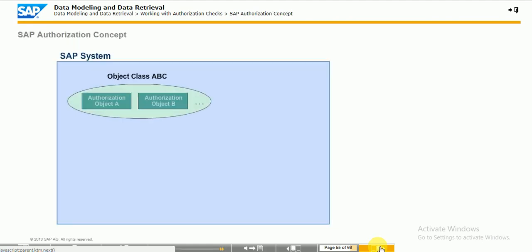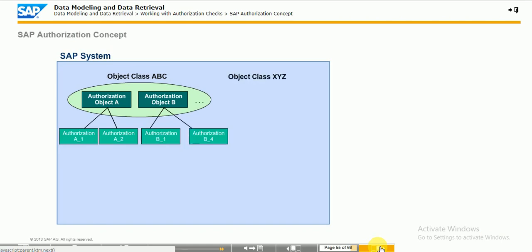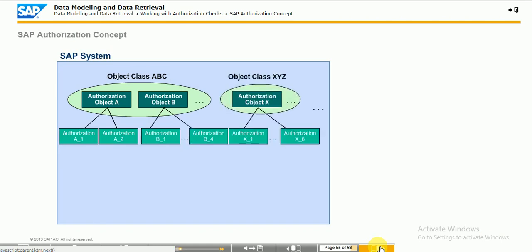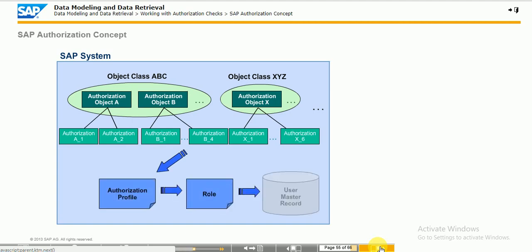You must protect critical data and parts of the functional scope of the SAP system from unauthorized access. You implement authorization checks in your program so that each user may only access areas for which he or she is authorized.